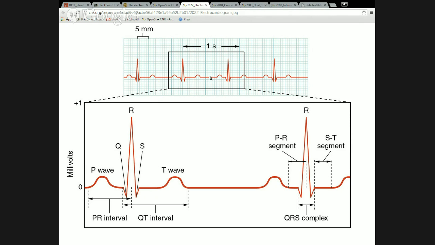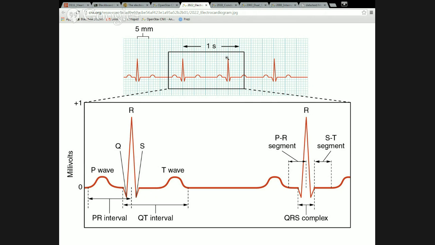If we want to measure the heart rate on an EKG, we can look at the QRS complexes and look at where they fall. The distance from one to the next, we can count out by these little boxes. Each little box is a millimeter, and so five of them together is 5 millimeters. And we can see 1, 2, 3, 4, 5. Is that right? Oh, yeah.